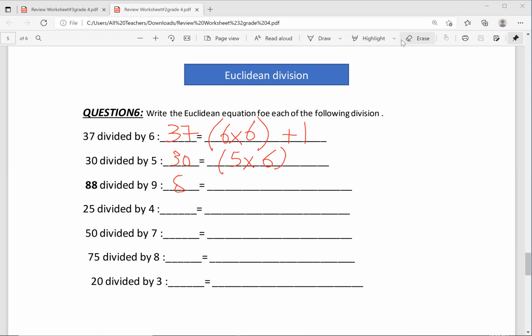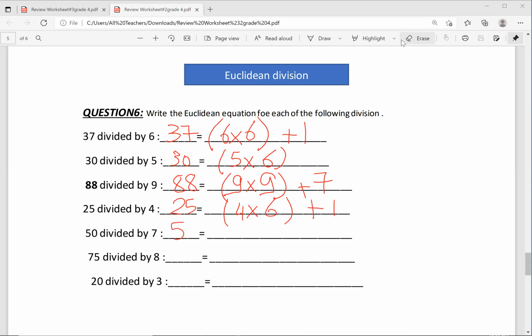88 divided by 9, it's 9 times. So you ask yourself, what's the number you multiply by 9 to get 88? It's actually 9 times 9, which is 81. That means we have 7 as remainder. Now 25 equals 4 times something. It's 4 times 6, 24. So we have a remainder 1.